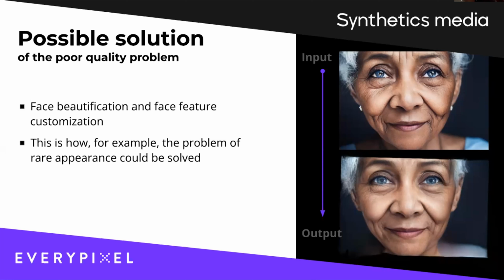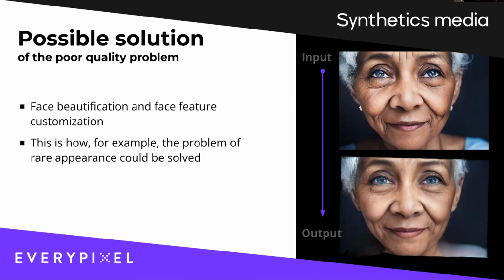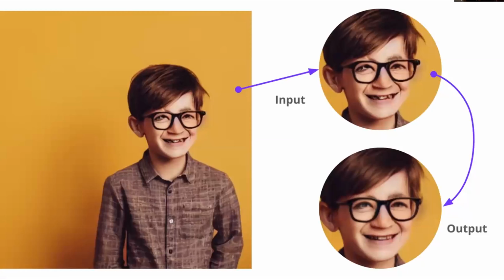For example, we can use this picture to mix together with an image created by a photographer, by a real human, and solve the problem of rare appearance. Here is one more example.